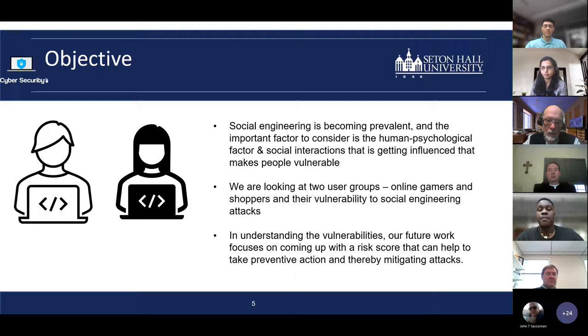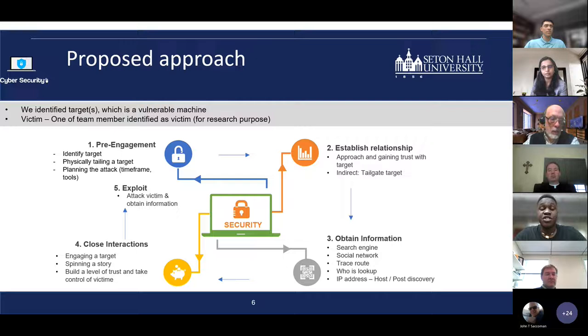So the slide right here basically is a depiction of the social engineering lifecycle. This is simply what a social engineering attacker will go through prior to, during, and after the event of actually exploiting an attack on a victim. They start off with the pre-engagement, which is simply identifying the target and working to find out who exactly they're targeting and what information they want to gather from said person. Of course, in establishing the relationship, which is next, they have to tailgate the target and develop a trust.